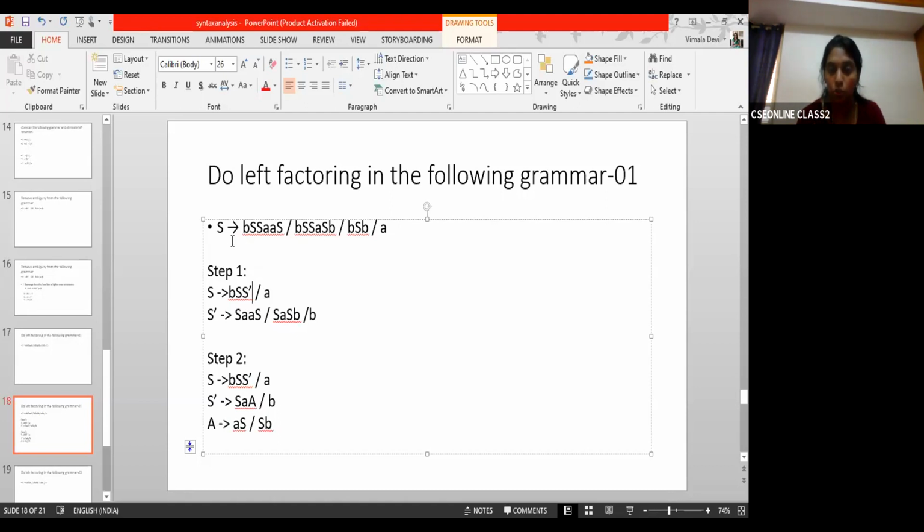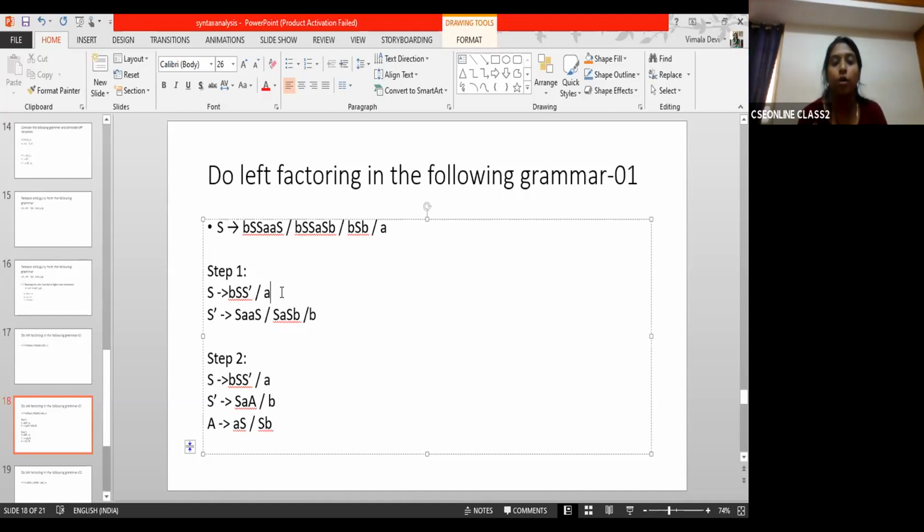So the parser should not get confused with more number of alternatives. So to reduce the number of alternatives, we are doing this. Okay. So now move on to step 2. Step 2 is derived from step 1, right?